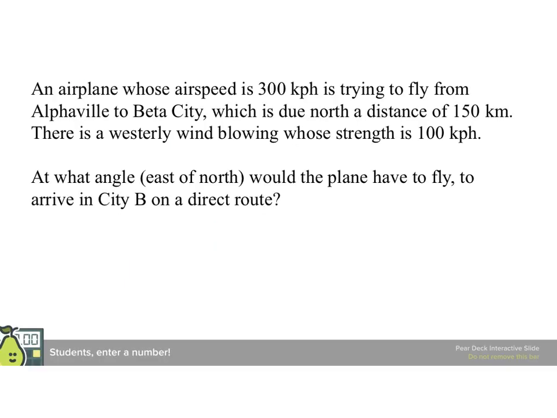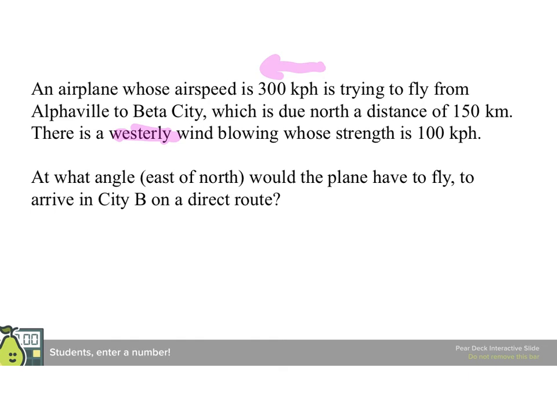All right, so let's revisit our airplane. Airplane whose airspeed is 300 kilometers per hour is trying to fly from Alphaville to Beta City, which is due north in distance of 150 kilometers. There is a westerly wind blowing whose strength is 100 kilometers per hour. At what angle east of north would the plane have to fly to arrive in City B on a direct route? And here I have to admit that I confused language earlier, because a westerly wind means that it's blowing towards the west, whereas a west wind means coming out of the west, because language is goofy.